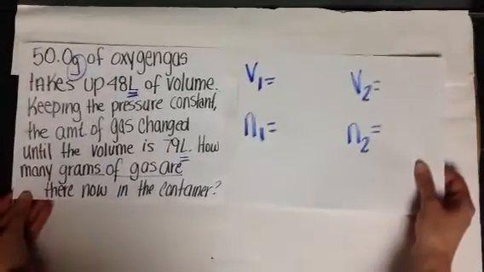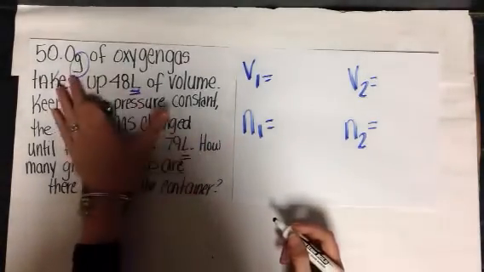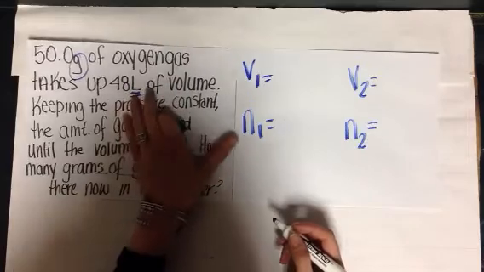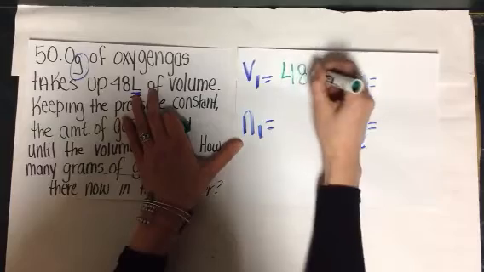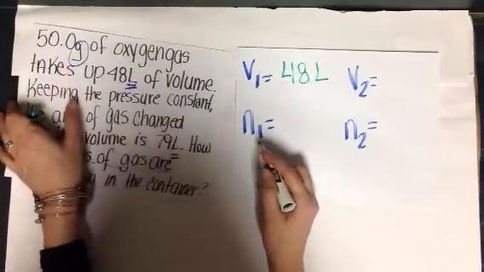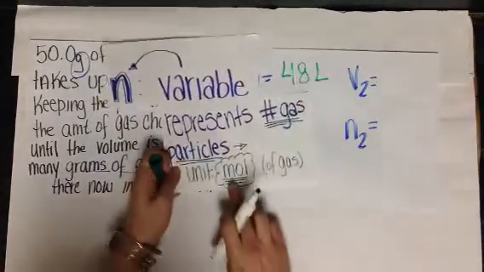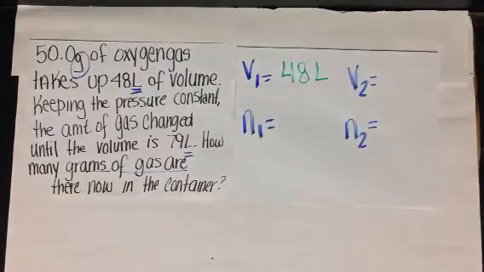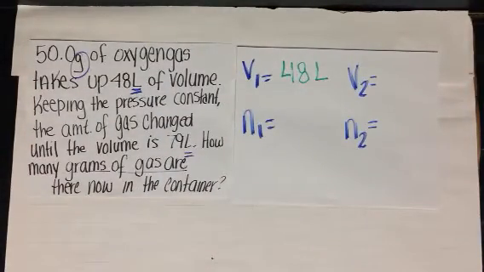So I notice here I can set up my variables. That is really important to do. So let's first start by noticing that we have 50 grams of oxygen gas that take up 48 liters. So initially I know my volume is 48 liters. But I cannot plug in 50 grams in N1 because N1 is measured in moles. You can never plug in grams. Please remember that. So our first step is converting grams into moles.